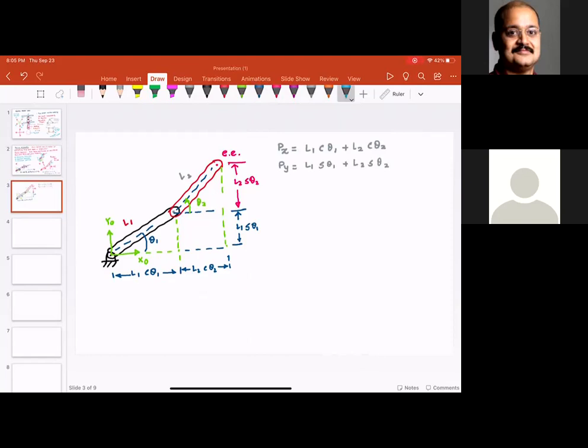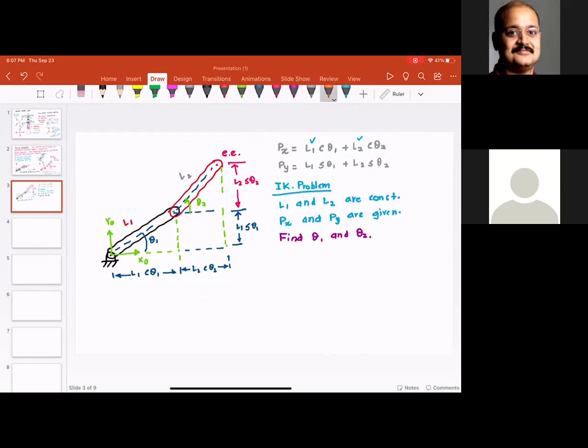Now, let me define the inverse kinematics problem. In the inverse kinematics problem, L1 is a link length and L2 is a link length that is known. So L1 and L2 are constant. Px and Py are given. And we need to find, and this is very important, theta 1 and theta 2. So everyone understood the problem that we are trying to solve? We are given the values of Px and Py, and we have to find out theta 1 and theta 2.